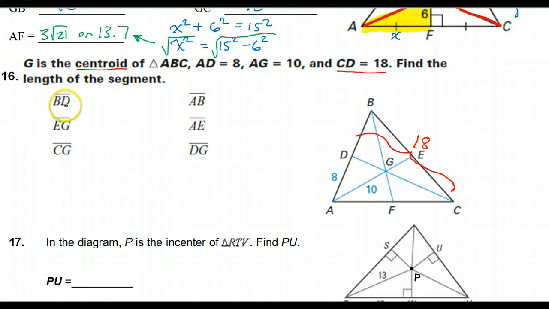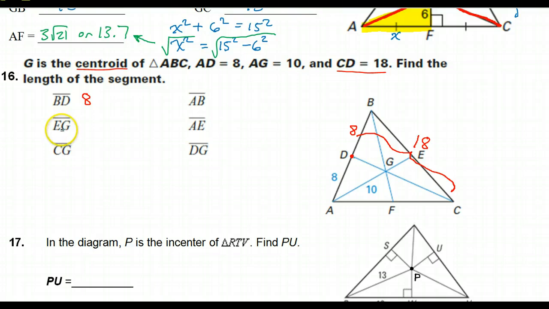Say if I want to find BD. Let's see, where's that? Okay, BD. BD is going to be 8 because these blue lines are medians, so they are hitting midpoints. So if this is 8, then that's 8. So BD is going to be 8.